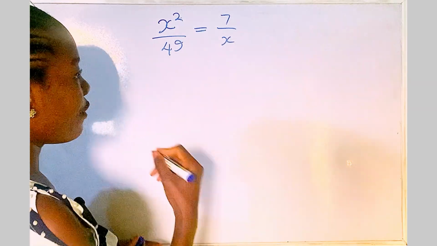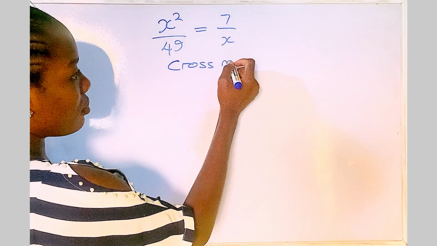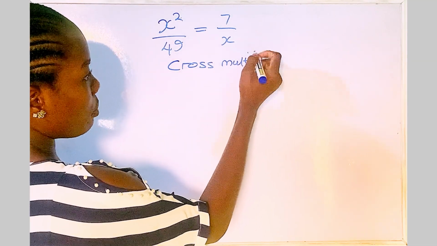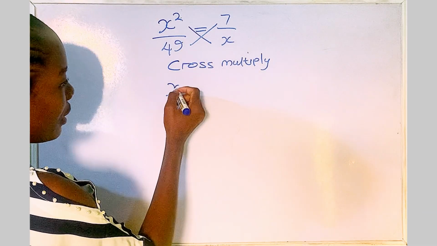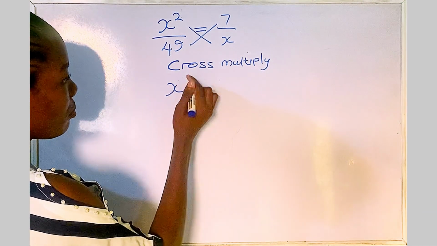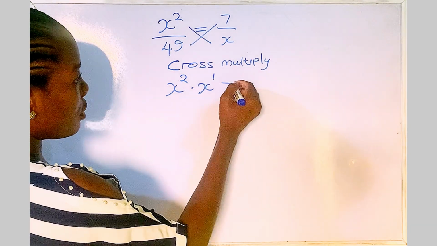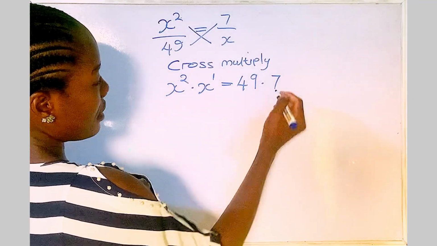So let's solve. The first thing to do is to cross multiply. So we are cross multiplying. When you cross multiply, we'll have x to the power of 2 multiplied by x to the power of 1 is equal to 49 multiplied by 7.